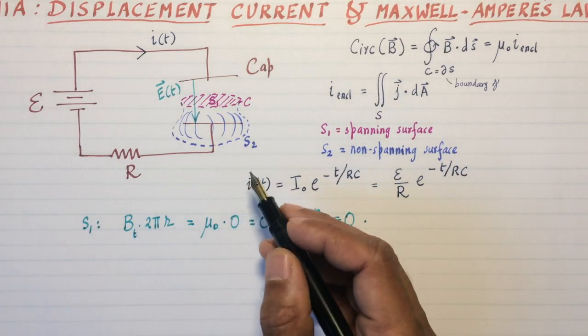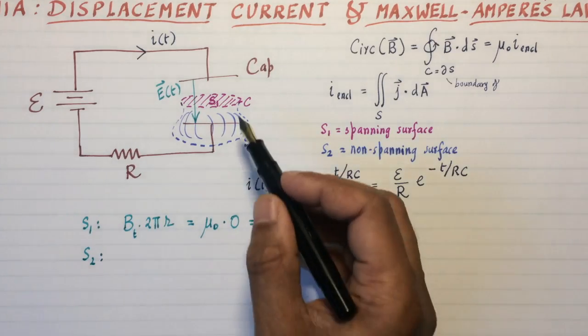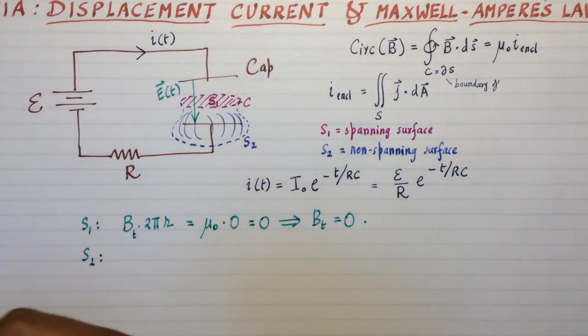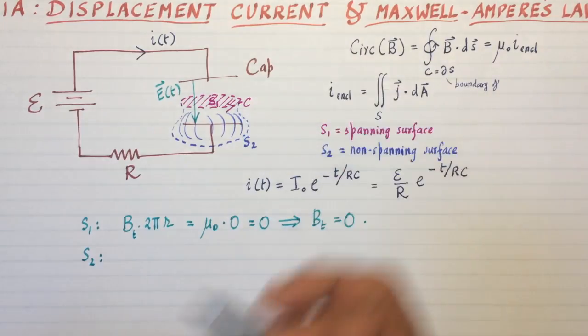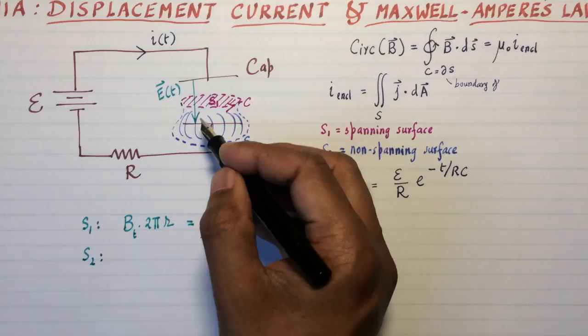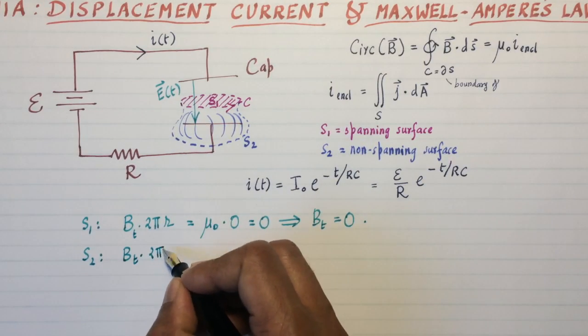Let's take instead the spanning surface S2. That spanning surface S2 has also got the same boundary C. So we're doing nothing illegal. Let's just choose some direction there, and do the same process. So the left-hand side will still be the same, B tangential times 2 pi r.